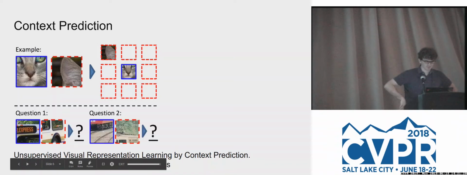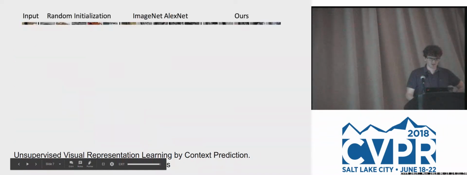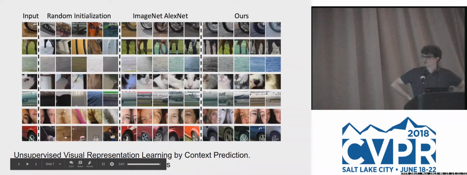Here are a few more that you can try to do yourself: where those two bus pieces are supposed to be arranged, and where the train tracks go. The high-level argument here is that if you can do that task, if you can understand that the ear is to the top left of the cat, you've learned something about the nature of images. Maybe you've learned something about cats, that the ear typically is to the top and not to the bottom.